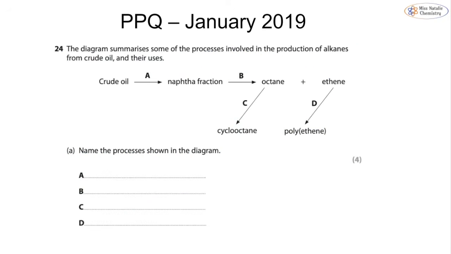So let's finish off by looking at some past paper questions. So the first is from January 2019, and this summarises the processes involved in the production of alkanes from crude oil and then their uses. And we want to name the 4 processes. So going from crude oil to the naphtha fraction, well, that's going to be fractional distillation. Then taking that naphtha fraction and going to octane, that's the breaking down into smaller chains, so that's going to be cracking.